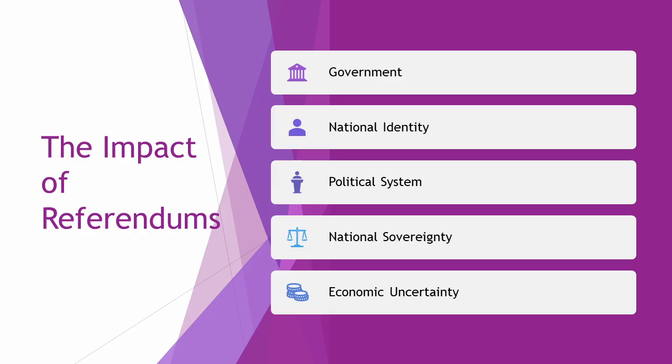The 2014 Scottish independence referendum led to more debates on national sovereignty and more calls for independence. The 2016 Brexit referendum led to political divisions and uncertainty in the economy. Referendums have increased the influence of direct democracy, allowing it to influence specific policies and the government's power.